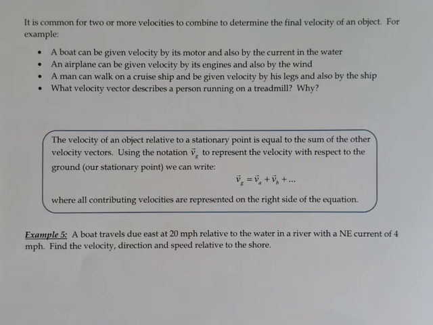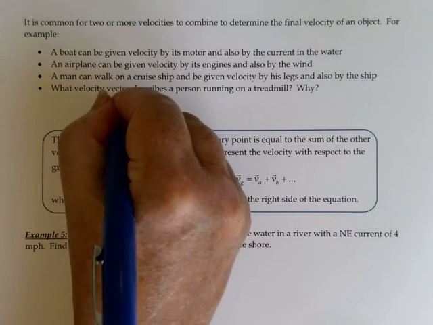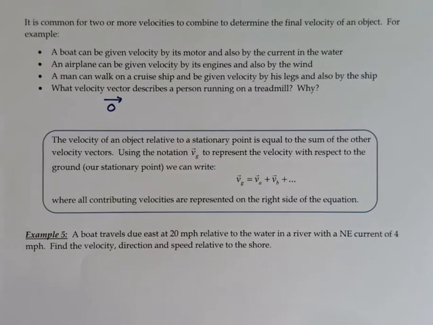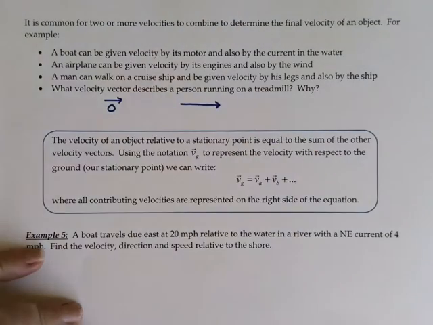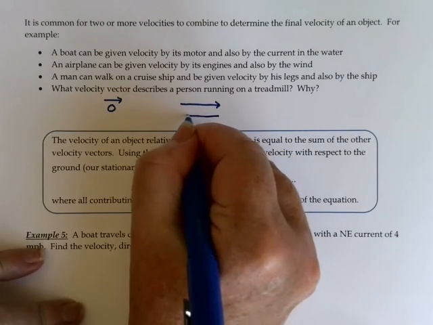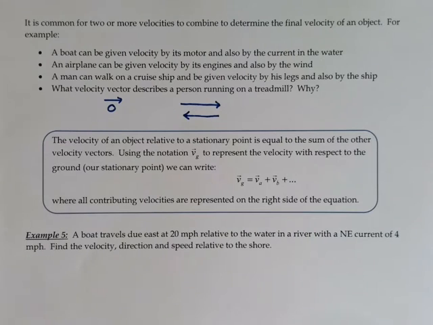Quick question for us to consider. What velocity vector describes a person running on a treadmill? Well, the answer to that is hopefully 0, because hopefully the person is running with velocity in one direction, and the treadmill is running with velocity exactly the same, but in the opposite direction. Otherwise, this person's going to end up falling off the treadmill, right? So the two velocity vectors would add up to 0.